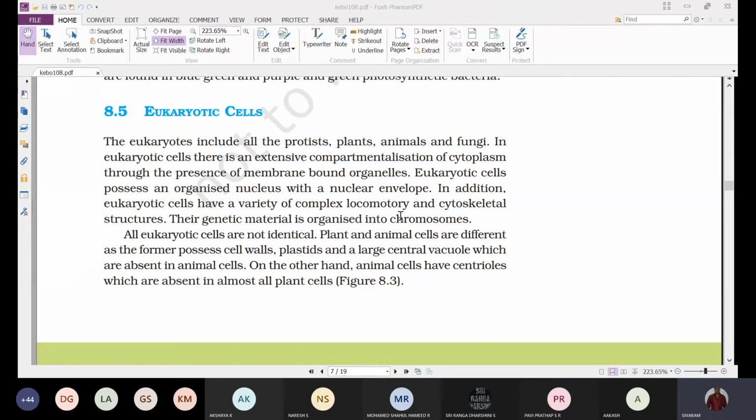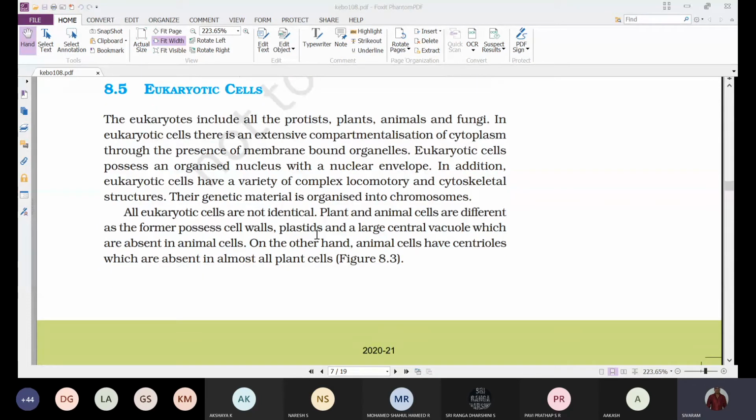That means usually we'll find more than one chromosome in case of eukaryotes. But in case of prokaryotes, all the genetic material that is present, which is a circular DNA, equals one chromosome only. But in case of eukaryotes, usually we'll find more than one chromosome. That's why we are calling them chromosomes. Their genetic material is organized into chromosomes. In different organisms, there are different numbers of chromosomes. The number of chromosomes will vary from species to species.